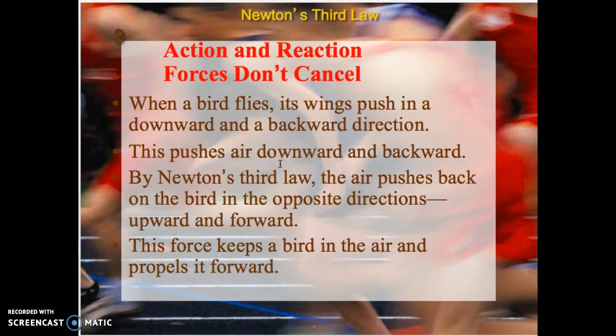So, when a bird flies, its wings push in a downward and backward direction. This pushes the air downward and backward. We know, because of Newton's third law, that the air pushes back on the bird in opposite directions, in an upward and forwards motion. This is what keeps the bird in the air and propels it forward. So when a bird flaps his wings, they're pushing downward and backwards, and in return, because of the action-reaction law, they are moving forwards and up into the sky. Hopefully your bird has some arrows going up, down, forwards, and backwards as best as you can. Again, you can pause the video at any time to get your drawings down.